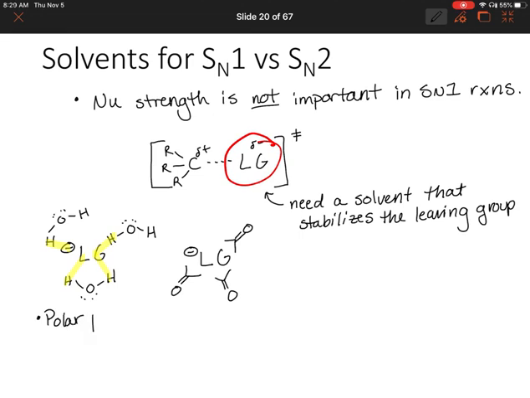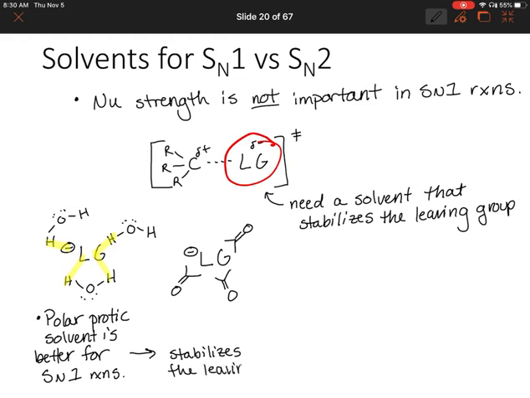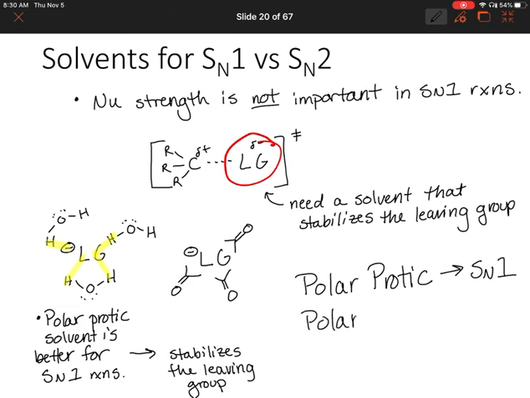So the polar protic solvent is better for SN1 reactions. And that's because it stabilizes the leaving group. Now, the acetone can kind of stabilize the leaving group, sort of, but it's better if you have a polar protic solvent that can really come in and hydrogen bond with the leaving group. So overall, polar protic solvents are better for SN1 reactions, and polar aprotic solvents are better for SN2 reactions.